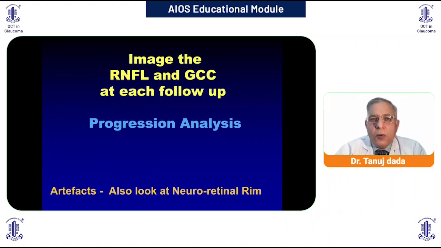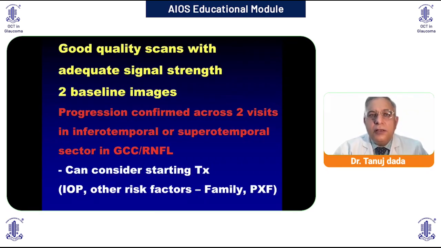So the next take-home message is to learn to image and follow up the retinal nerve fiber layer, the ganglion cell, and the neuroretinal rim when you're following the progression of a glaucoma patient in the long term, and check for corroboration among all three factors.